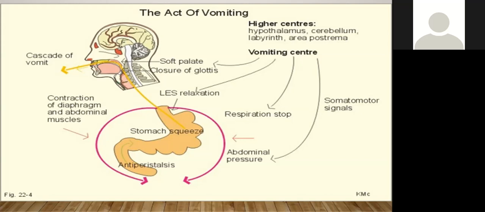The increase in abdominal pressure causes compression of the stomach, so the stomach is squeezed. There is something called anti-peristalsis, the opposite of peristalsis. With peristalsis, the contents go down; here the contents have to come back up. Then there's relaxation of the lower esophageal sphincter, so the contents come from the stomach to the esophagus. After it reaches there, we've got closure of the glottis, and then it comes straight out of the mouth as a cascade of vomiting. But everything starts from the higher centers, the receptor trigger via the vomiting center. Next slide, please.